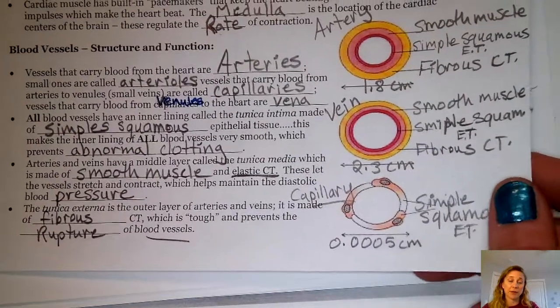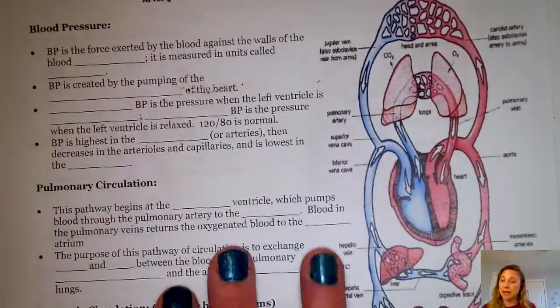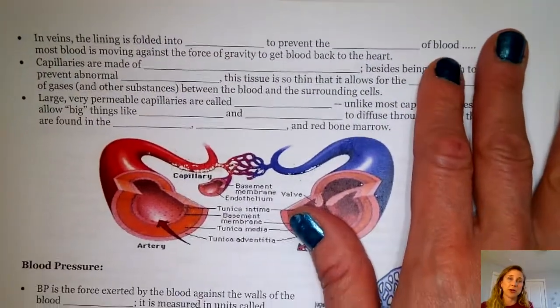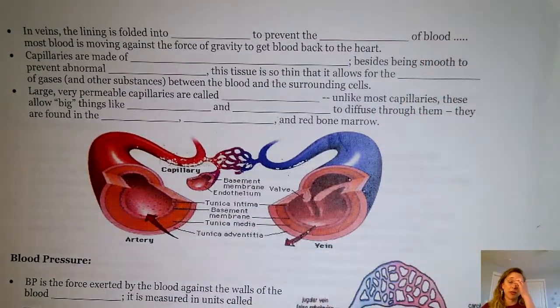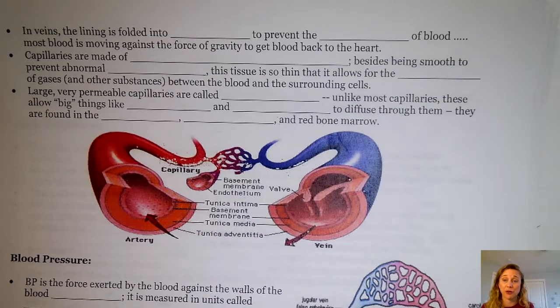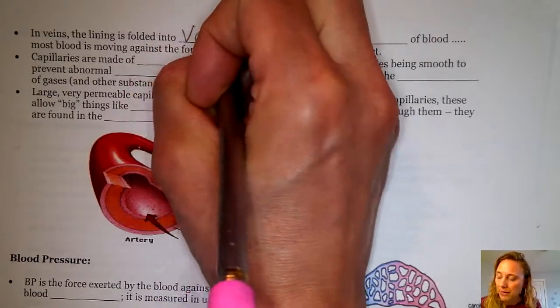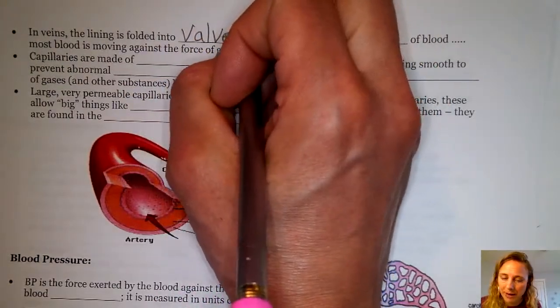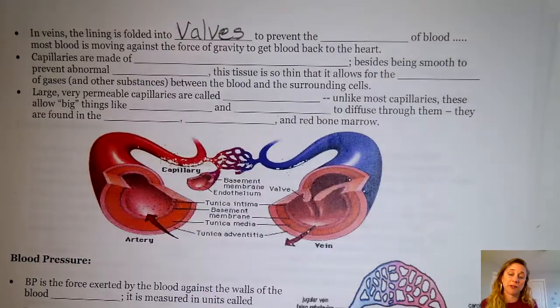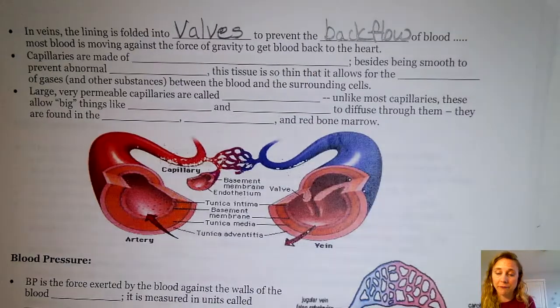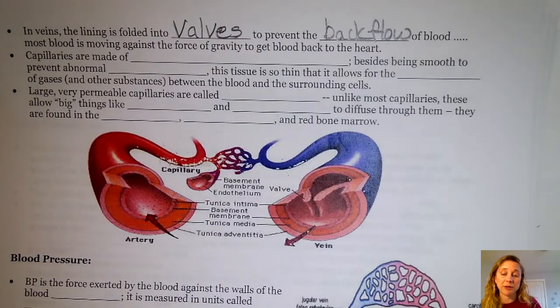All right, so let's talk about veins. Actually, the veins themselves are weird. Their lining is folded into valves. We have valves along our veins because otherwise the blood doesn't really want to flow from the capillaries and venules of our toesies all the way to our heart against gravity. So with all that back pressure, the valves make sure it moves forward, stays forward, and prevents backflow of blood. Most blood is moving against the force of gravity to get back to the heart.